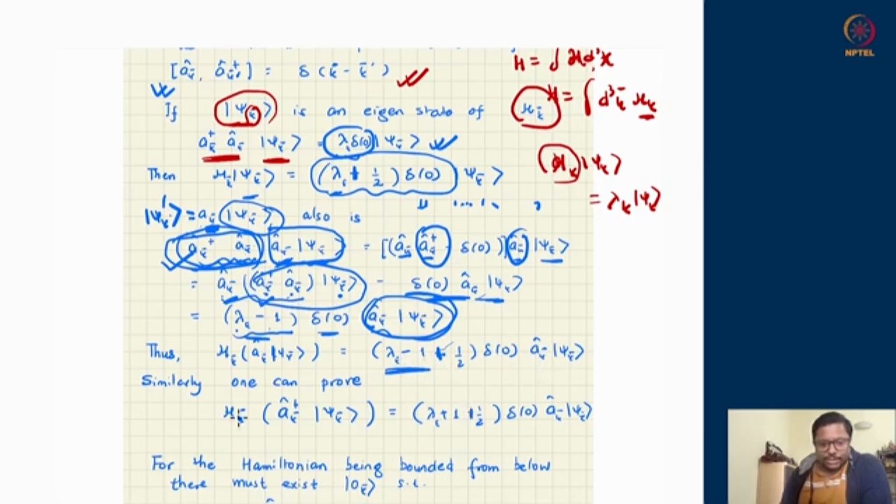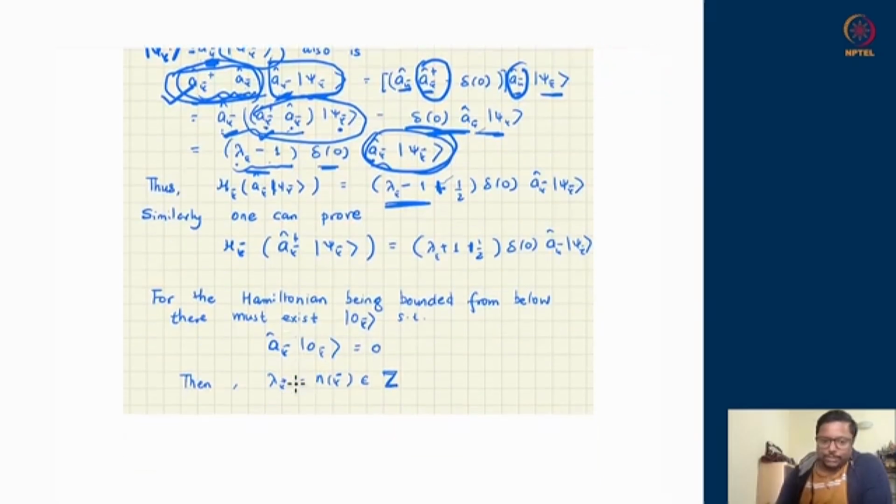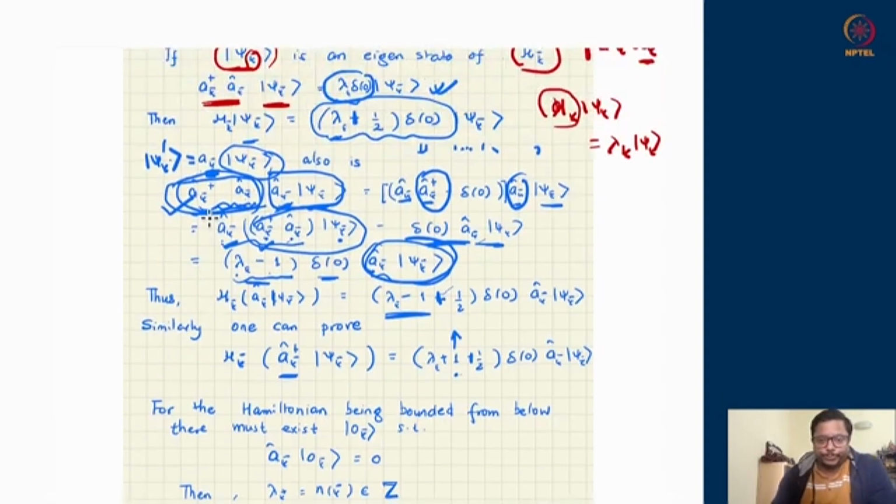Similarly, just like the harmonic oscillator, if I did the same business for a_k dagger, you will realize that this time the eigenvalues go up by 1. So a_k reduces the eigenvalue of psi_k by one unit times delta_0, and a_k dagger enhances the eigenvalue by one unit times delta_0.